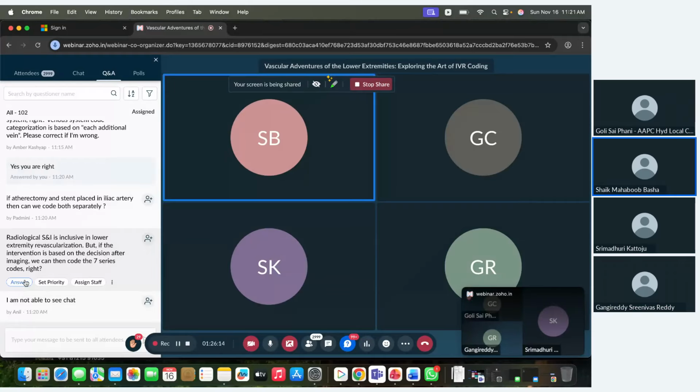Another question: radiological SNI is inclusive in lower extremity revascularization, but if the intervention is based on the decision after imaging, can we code both 7 series codes? If the physician already had findings based on the angiography, then the 7 series need not be coded at all. It will be inclusive only. The current findings you can code.